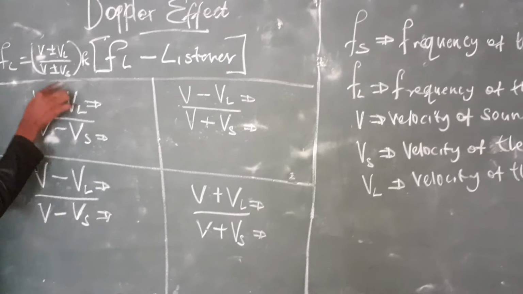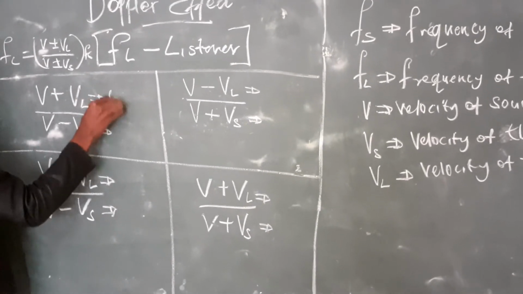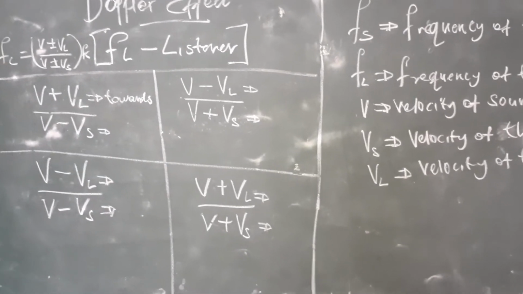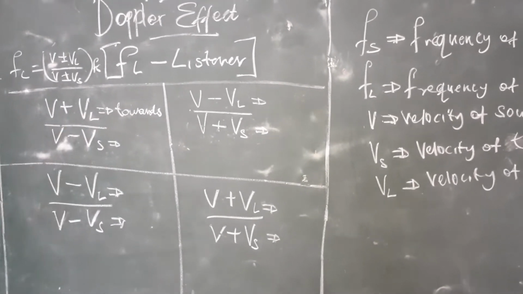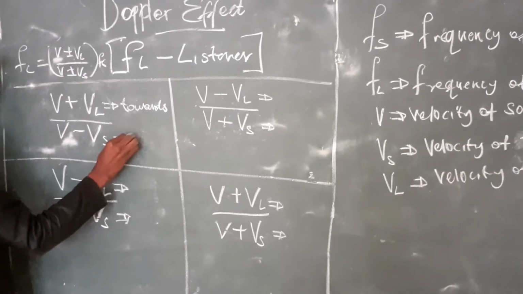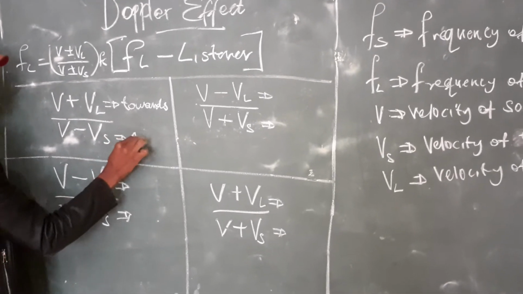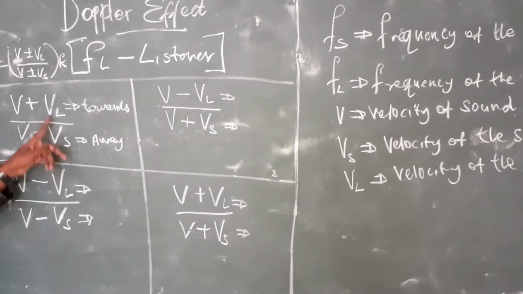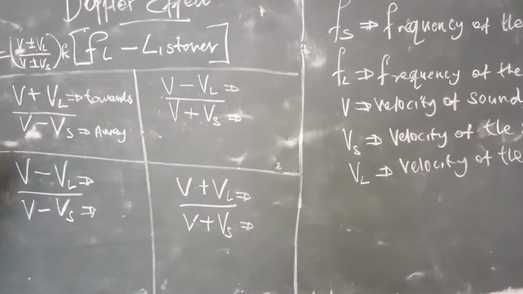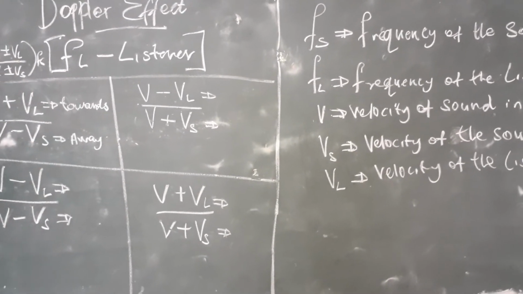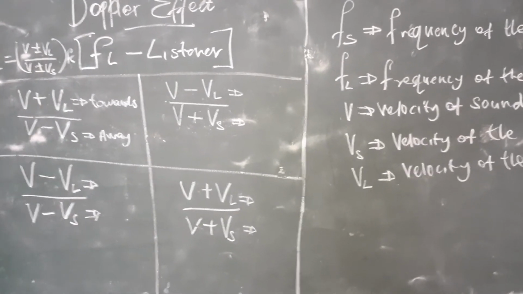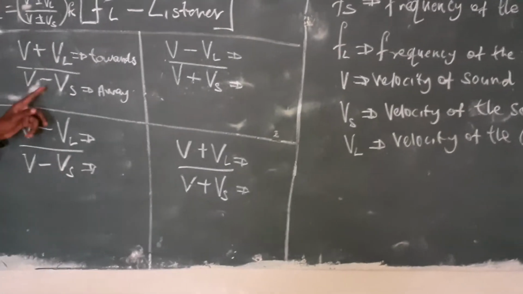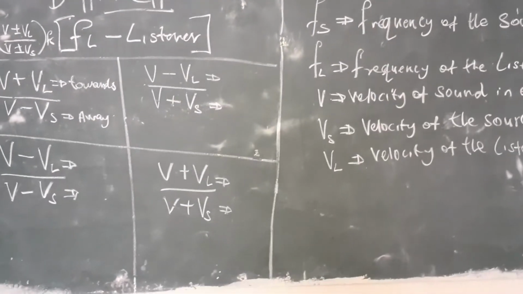Looking at this information, it is telling you that the listener is going towards the source. But remember that here it means that the source is moving away from the listener. The source is moving away from the listener, and the listener is moving towards it. It makes the whole frequency of the listener become bigger, because the numerator is bigger and the denominator is smaller, so the frequency of the listener is going to be bigger.